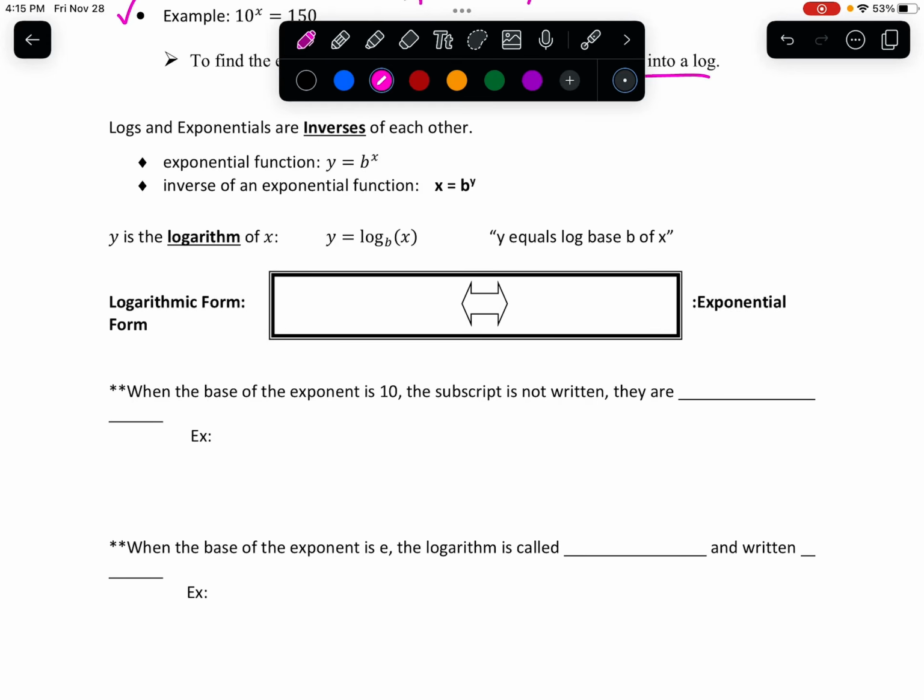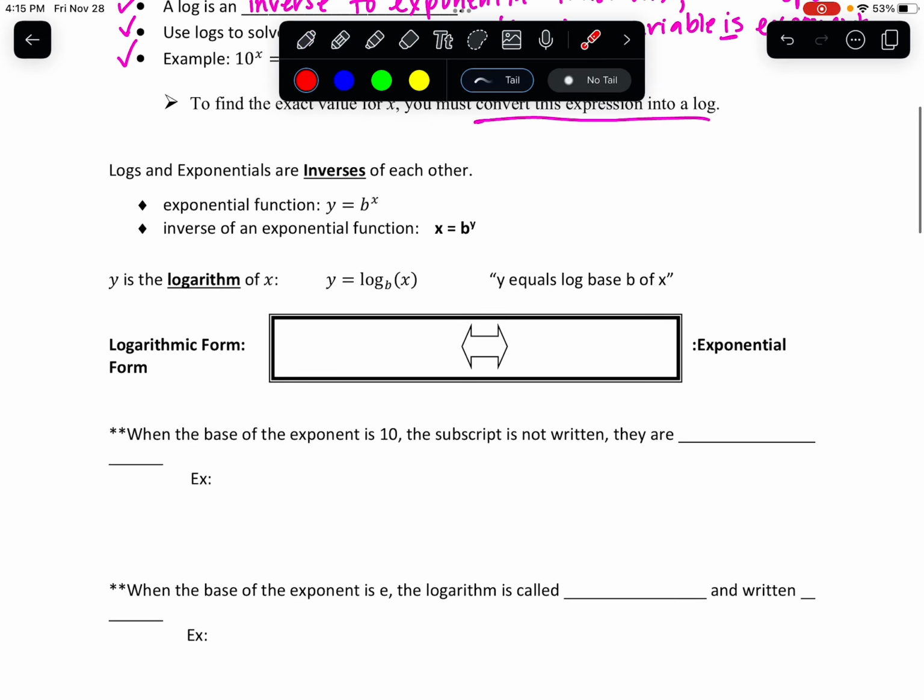Okay, so let's talk about how to actually use a log. It says logs and exponentials are inverses of each other. So if I have an exponential function, y equals b to the x, how would I find the inverse? Well, first, going back to what we talked about last unit, first we switch x and y.